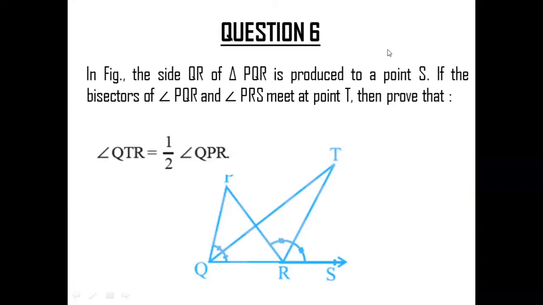Now, let us get to the last question of this chapter, that is question number 6 of exercise 6.3, which says, in the given figure, the side QR of triangle PQR is produced to a point S. If the bisectors of angle PQR and angle PRS meet at point T, then prove that angle QTR is equal to half of angle QPR. Let us get to the solution of this particular question and understand it.